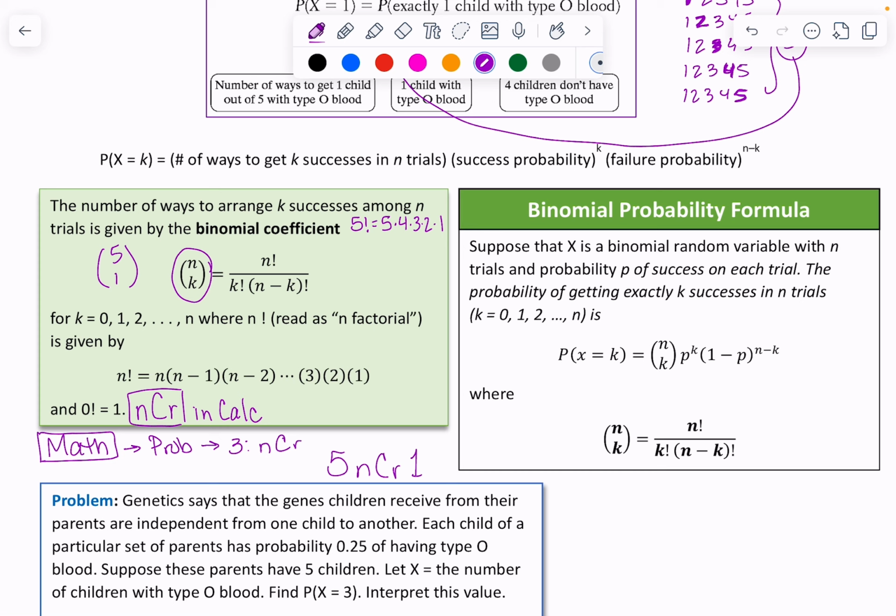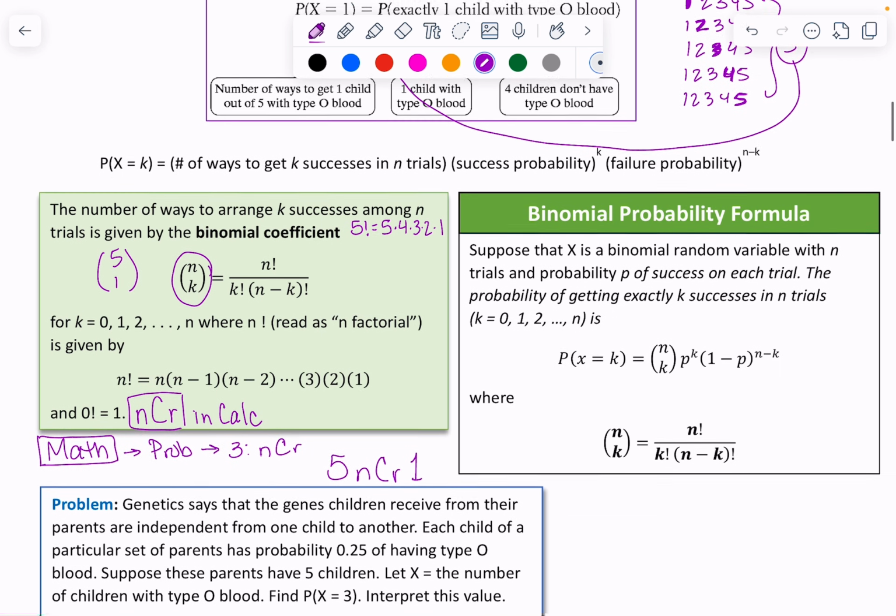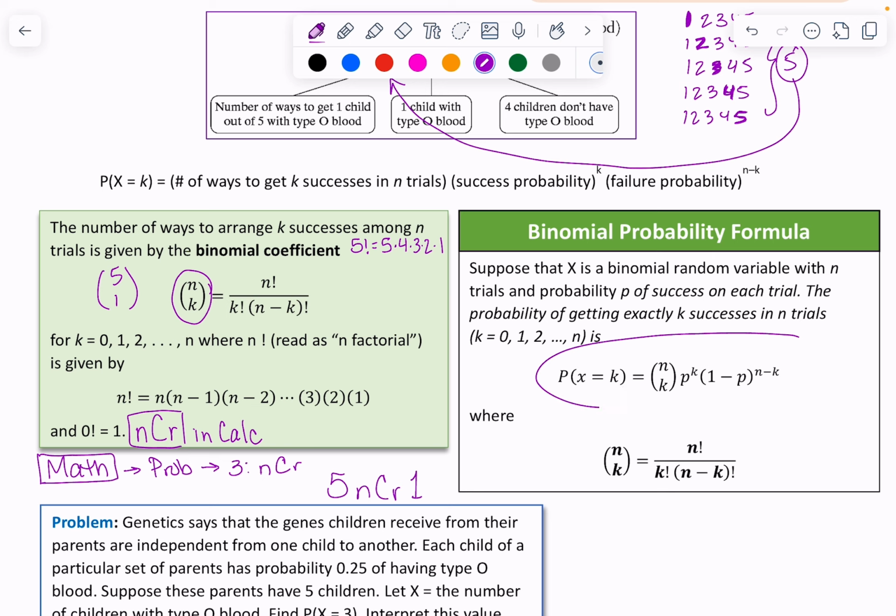Now, this formula, I'm not going to go too much into because they don't use this in your test too much. Now, how to actually find the probability formula, this one, okay, it is on your reference sheet.